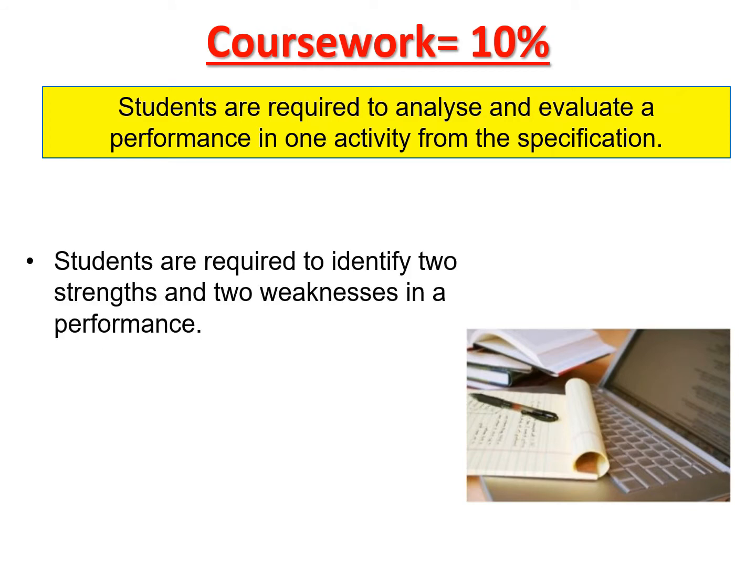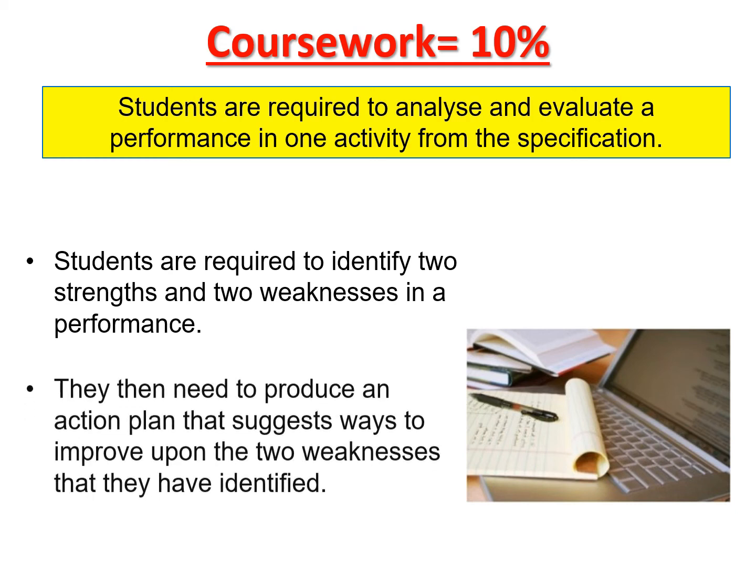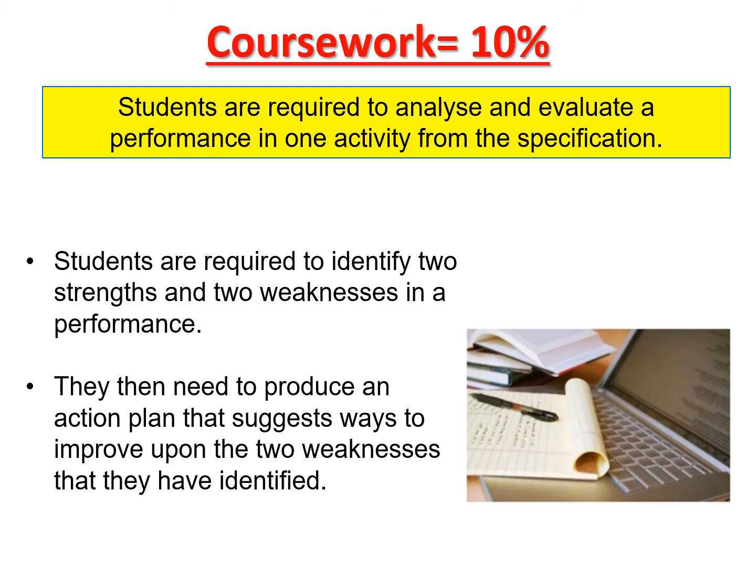So the coursework, this is the smallest weighting, is worth 10%. So for this, you're required to analyse and evaluate a performance in 1 activity from the specification. So you will select your favourite sport or the sport you know most about and identify strengths and weaknesses in a performance in that sport. And your coursework can be assessed on your own performance, or it can be assessed on the performance of someone else.